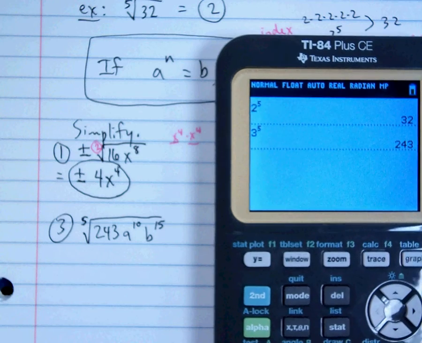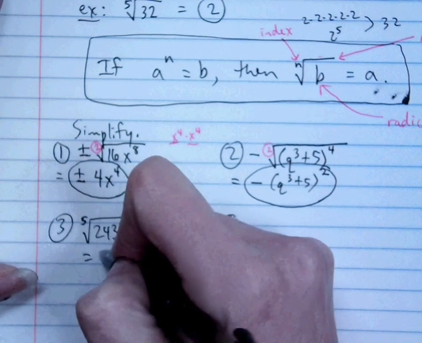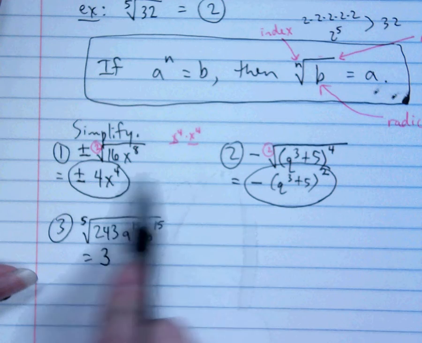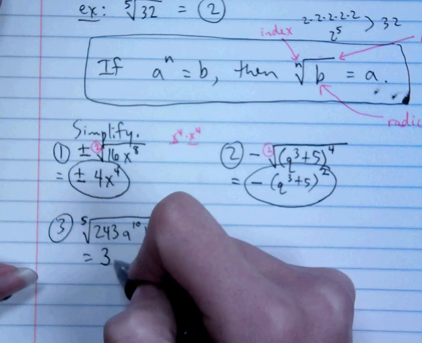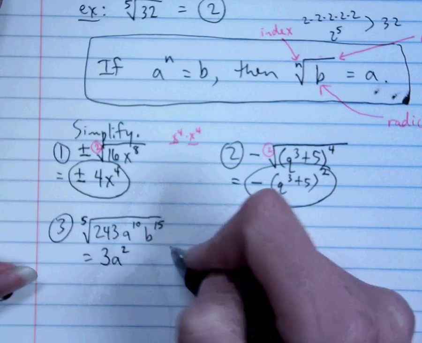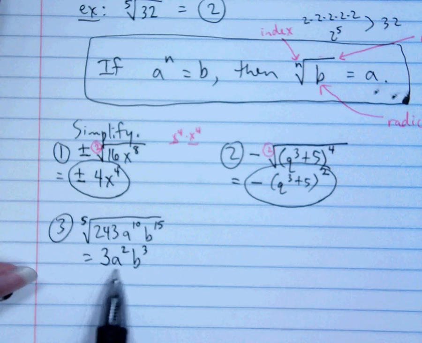So it just takes some practice and then starting to recognize things. And then it's the same thing with these variables as I was doing up on 1 and 2. I'm literally just dividing. So 10 divided by 5 is 2. 15 divided by 5 is 3. So final answer, 3a squared b to the 3rd.